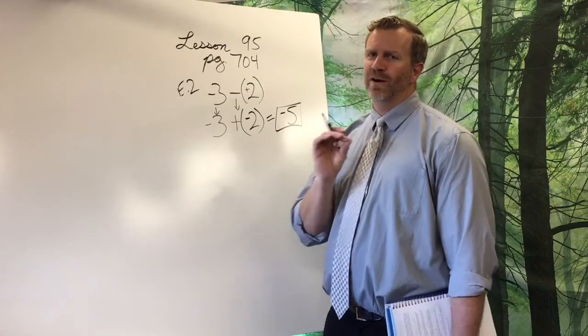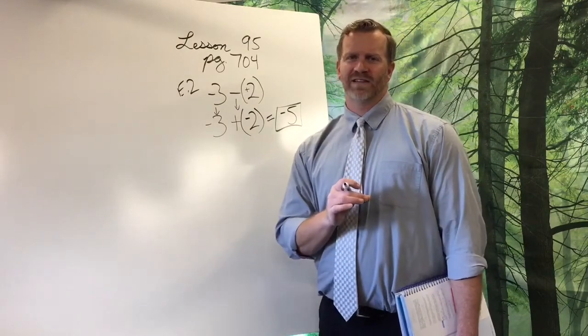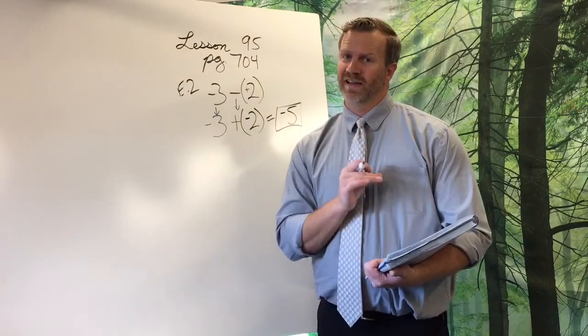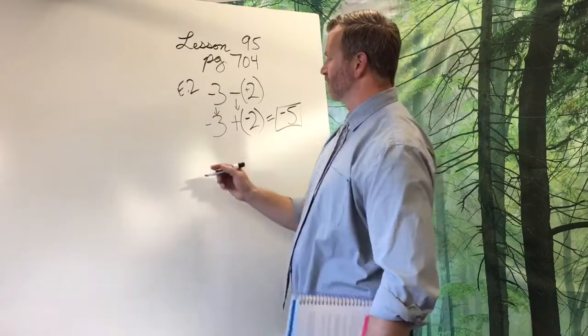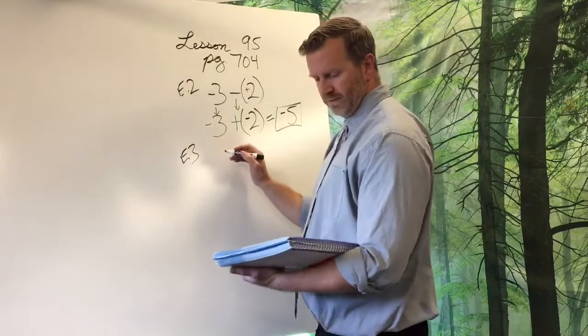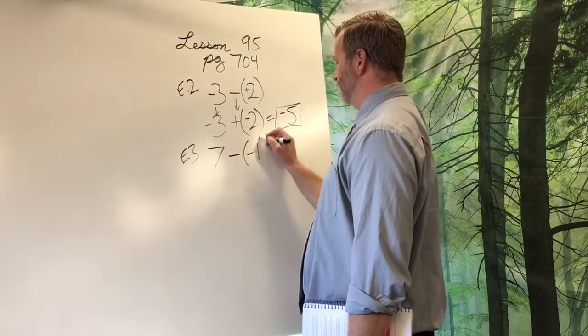Okay. Hopefully it's trying to sink in a little bit. You know, hit rewind a few seconds if you need to. Like watch it one more time, because trust me, it's going to get harder. But let's go ahead and do example number 3. Example number 3 says we got 7 minus a negative 1.